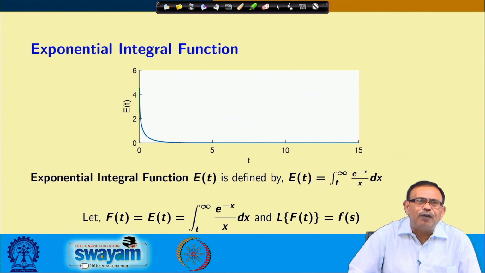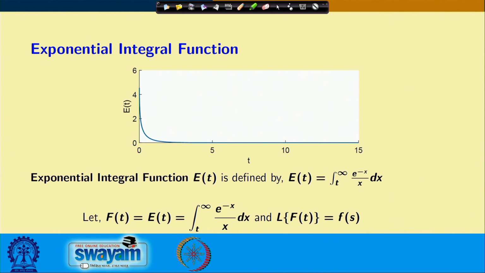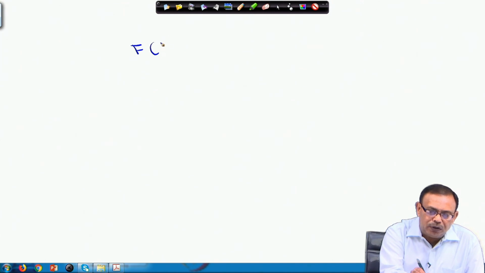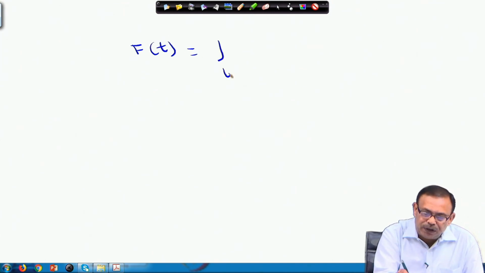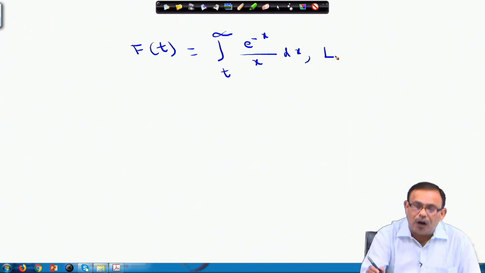Now, let us take another function, that is the exponential integral function. The graph is given of the exponential integral function, which is defined as E(t) equals the integral from t to infinity of e power minus x by x dx. So, I am writing f(t) equals E(t), the integral from t to infinity of e power minus x by x dx, and the Laplace transform of f(t) I am assuming as F(s).